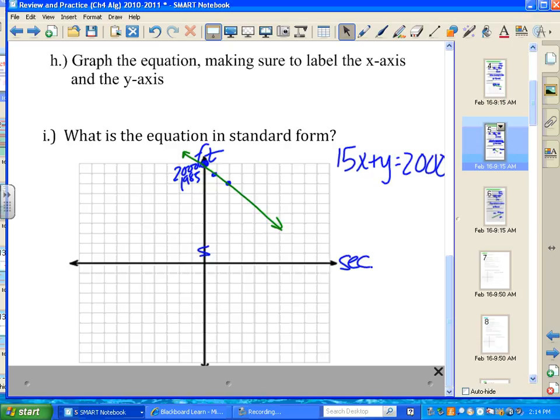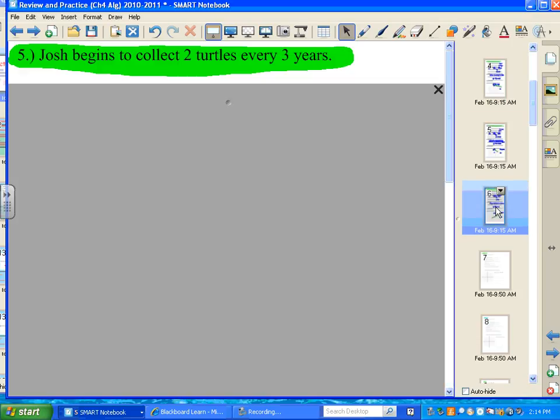Y variable is turtles. Slope, change Y over change X, change of turtles over change of years. 2 turtles every 3 years. Slope's 2 over 3.